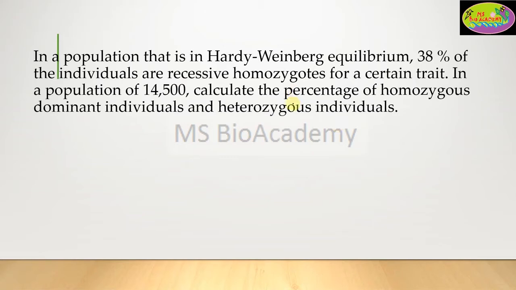First of all, we are going to use two very important equations of Hardy-Weinberg equilibrium. You have to just remember that if in a population it is mentioned in the problem that it is following the Hardy-Weinberg equilibrium, then you are going to use these two equations. What are these two equations? P plus Q is always equal to 1, and the second equation is P square plus 2PQ plus Q square is equal to 1.